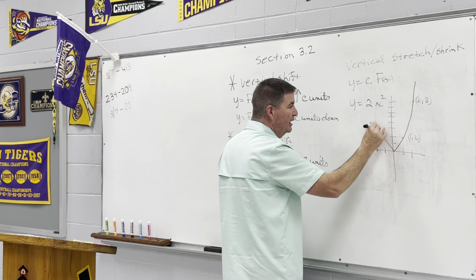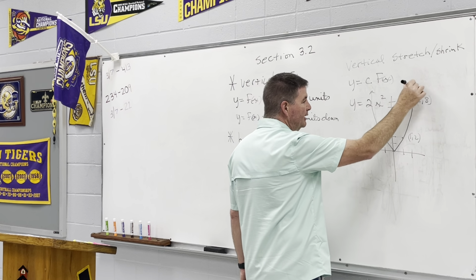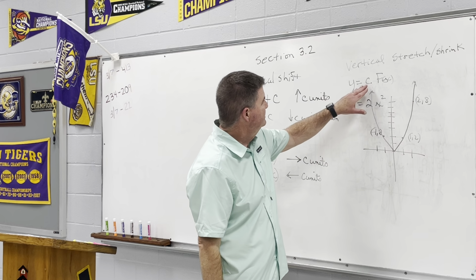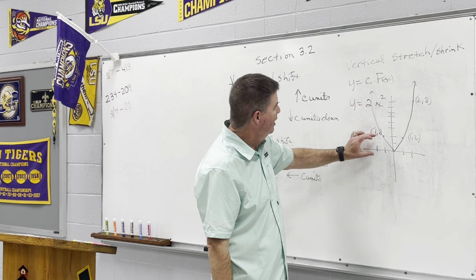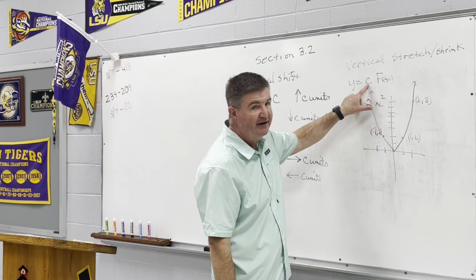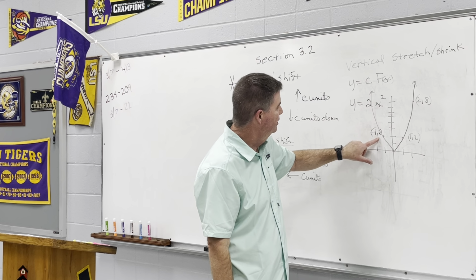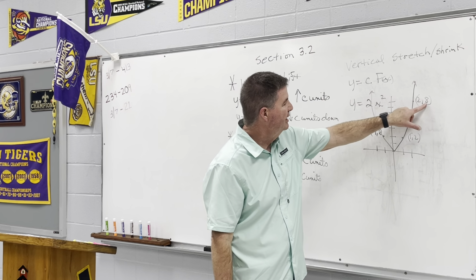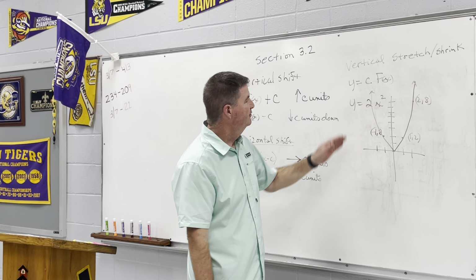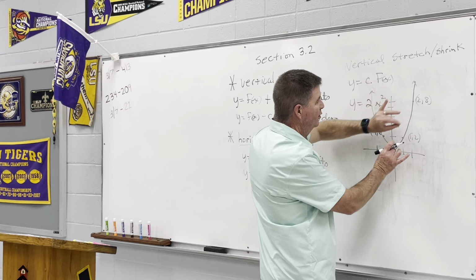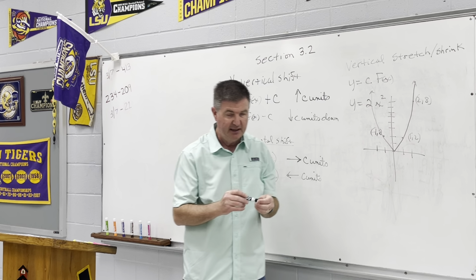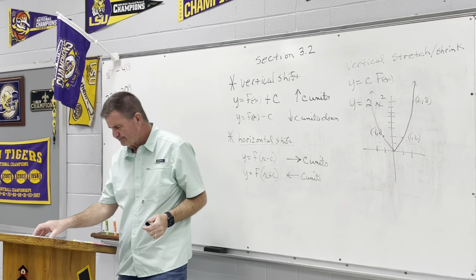So we would draw our parabola, but again, c times the function raises the y values by that factor. 2 times 1 gives me 2, or 2 times 4 gives me 8. So vertical stretch or shrink makes it look skinnier or fatter, but what it's really doing is taking the y values and multiplying by that number.